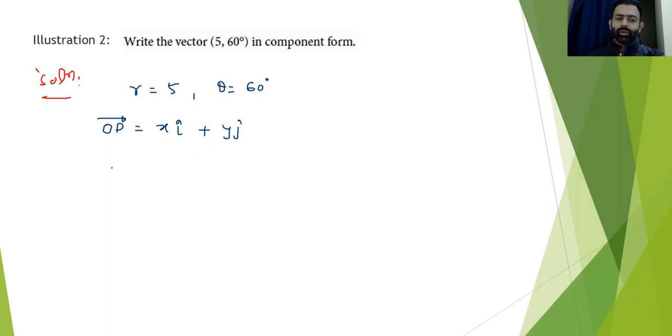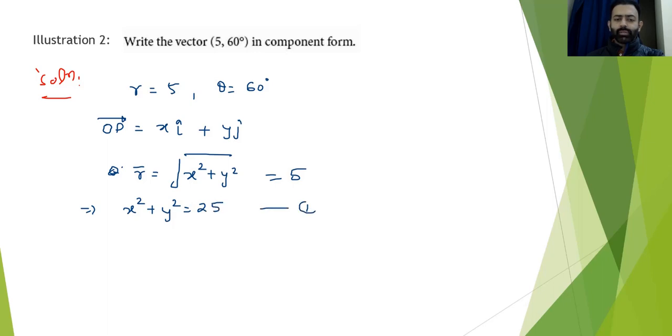whose i component is x and j component is y, right? So if I'm talking about the magnitude r, it is given by x square plus y square under root, squaring the x component plus squaring the y component and under root. So its value is given as 5. That means from this equation I can square this. So x square plus y square is 25. This is your equation number 1.